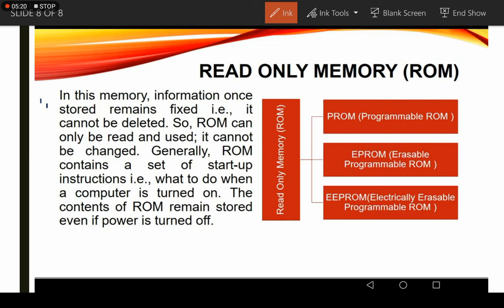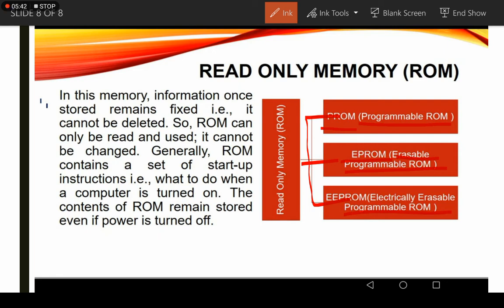So ROM is also of three types. As you can see, first one is PROM, which is programmable ROM. Second one is EPROM, which is erasable programmable ROM, and third one is EEPROM, which is electrically erasable programmable ROM. So these are some types of ROM.